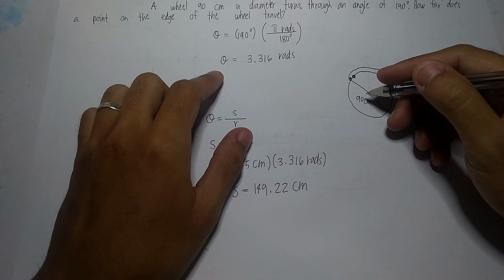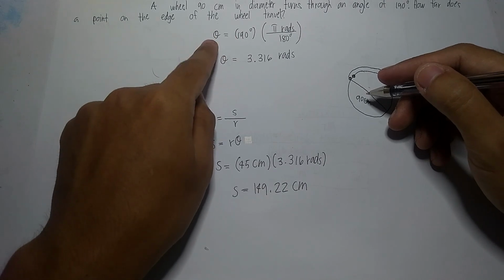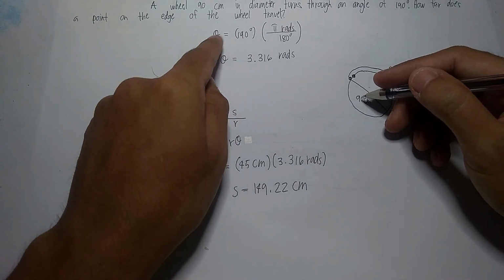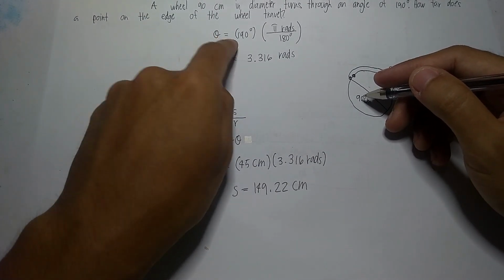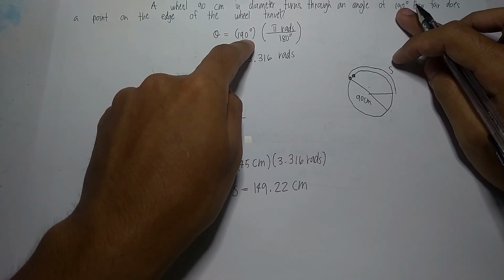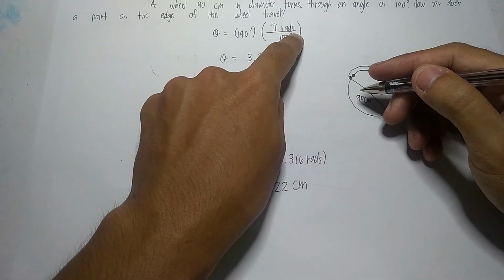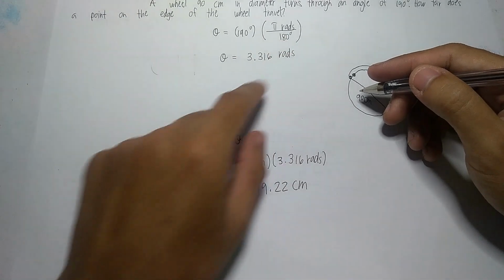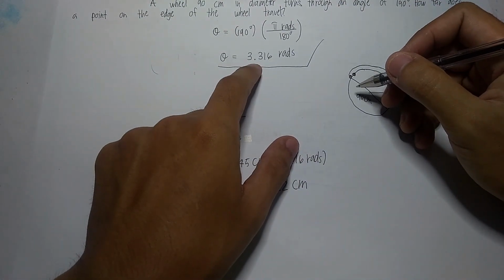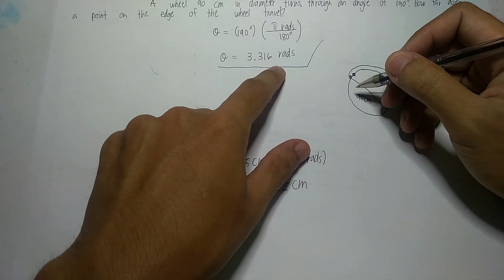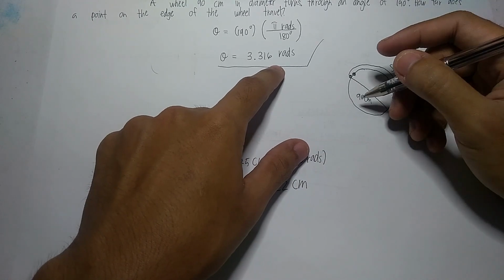So in order to solve this problem, first and foremost, we must convert the degrees to radians. And we can do that by initiating these calculations, which is theta is equal to 190, because the angle involved in here is 190, and we will multiply it by pi radians all over 180 degrees. By calculating, we will find the angular position, which is 3.316 radians.